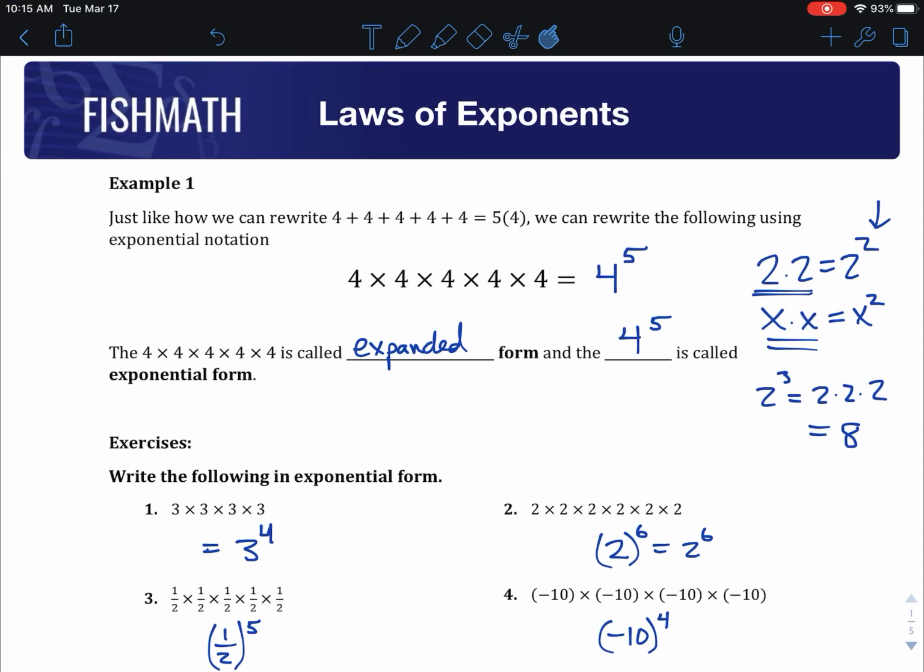Hi everyone. In the last video we talked about exponential notation, how useful it is to save time when writing out a lot of multiplication and just using an exponent instead. So we're going to pick up where that video left off and quickly summarize what we saw in the last video.